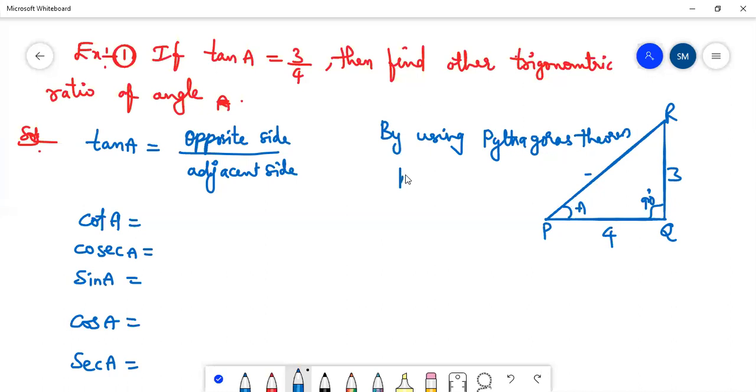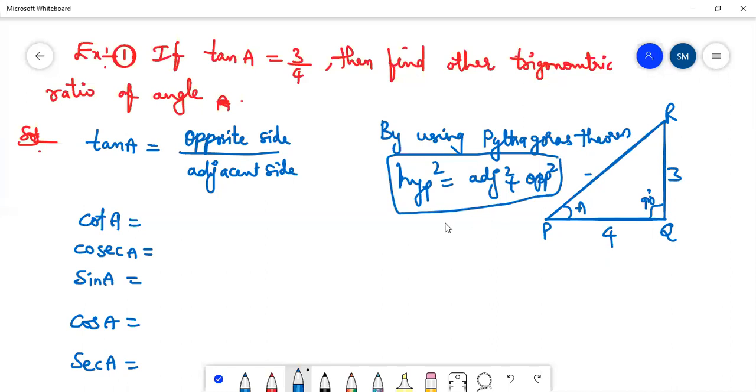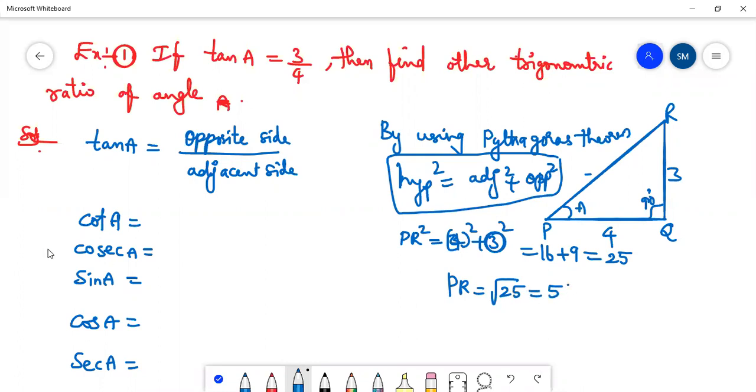PR square, that is nothing but hypotenuse square, is equal to adjacent square plus opposite square. Here PR square is equal to adjacent square, 4 square, plus opposite square, 3 square. 4 4s are 16 plus 3 3s are 9. It is equal to 25. From this, PR is equal to root 25, which is 5. Next, we have to find out the other trigonometric ratios of angle A.